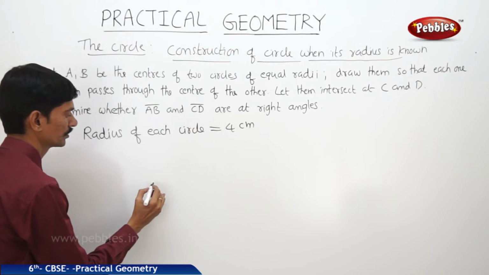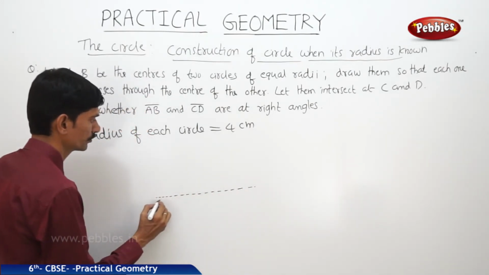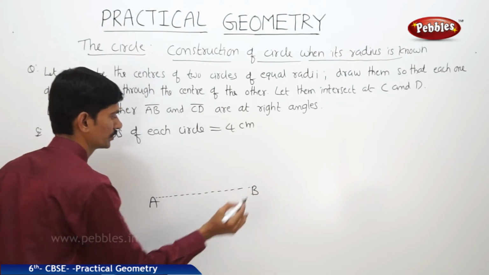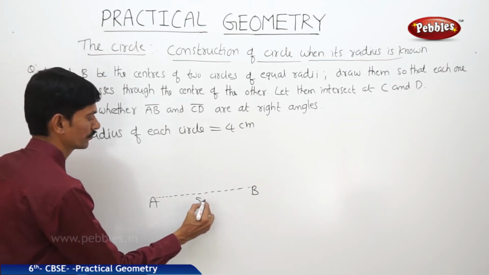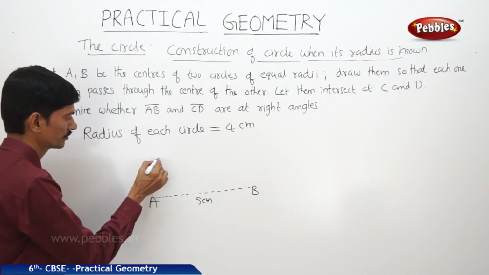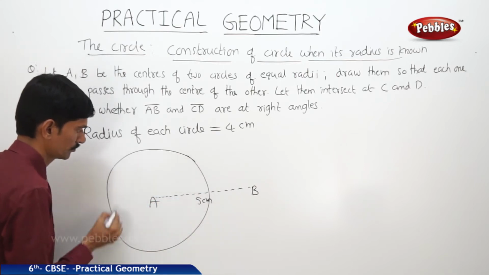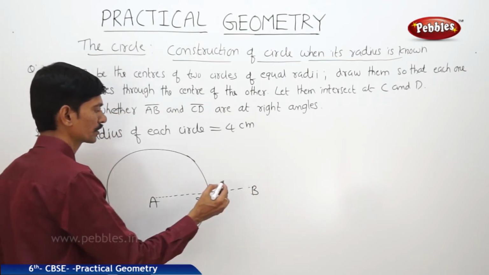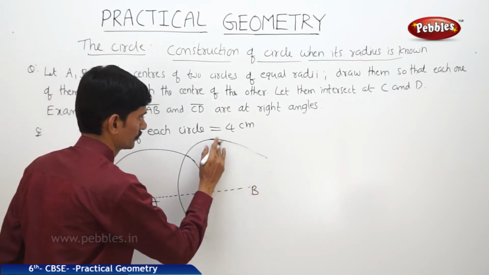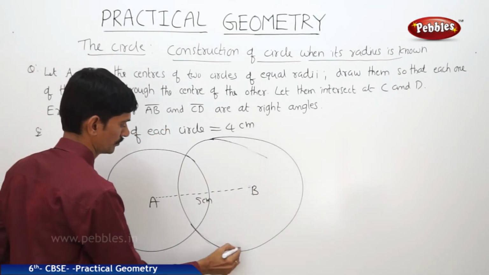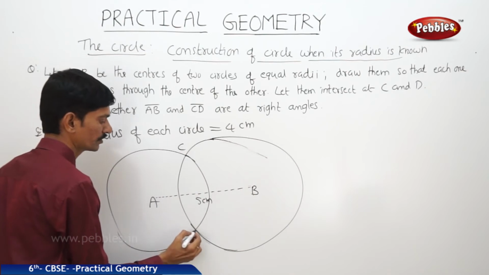Now draw a line segment with 5 centimeters. So mark the two points A and B of the line segment, two endpoints A and B, which are the centers of the two circles. Now with center A, you should draw a circle with radius 4 centimeters. Now with center B, draw another circle with same radius 4 centimeters. Now the two circles intersect at two points. So the two points are C and D.